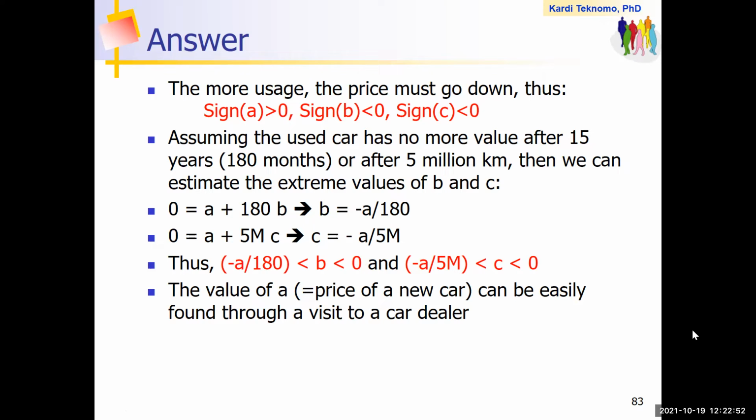Since you know the price of a new car, then you can easily calibrate the values of B and C. This is the range of B and C in this case. Okay.